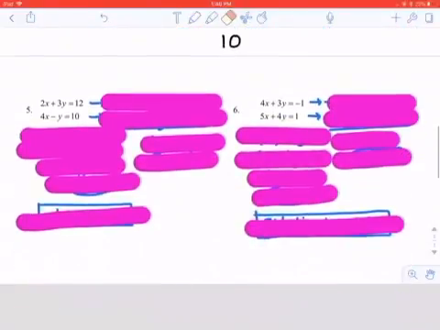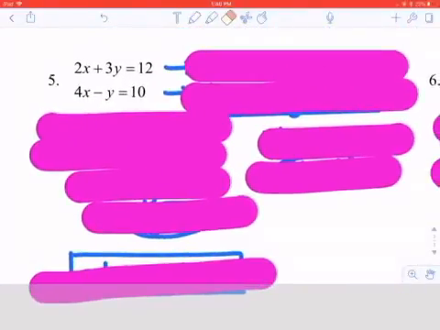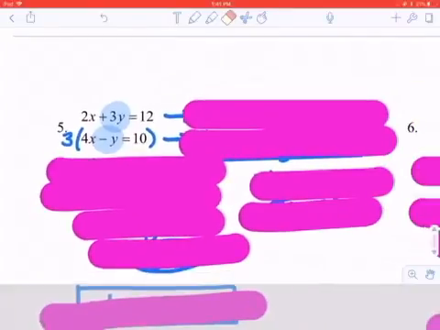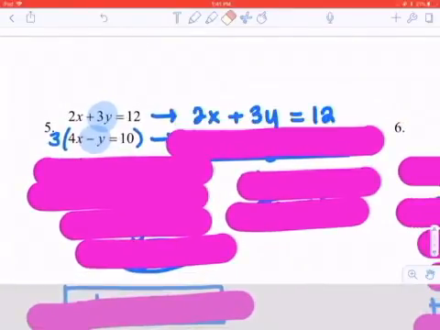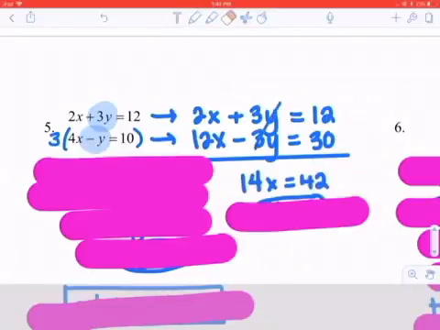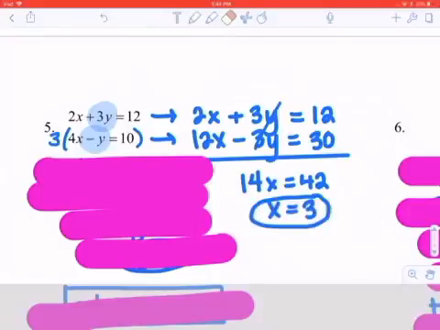All right, let's go to the next page for number 5. Here is a nice example because I have a 3y and a negative 3y. So all I need to do is multiply my second equation by 3, and my y's will have opposite coefficients. 2x plus 3y equals 12 is the same as the original, and my second equation is now 12x minus 3y equals 30. Add your equations together so your y's cancel. You get 14x equals 42. Divide by 14 to solve for x and get x equals 3.